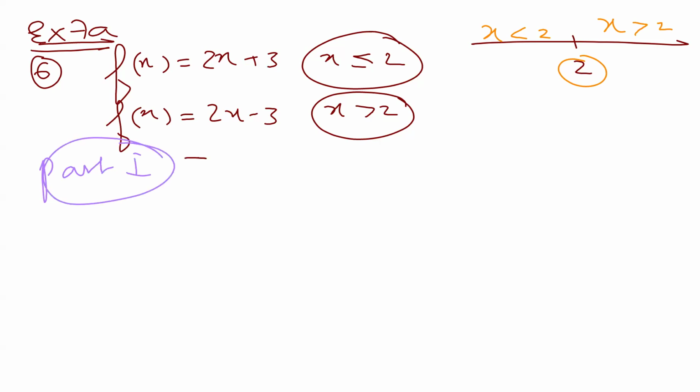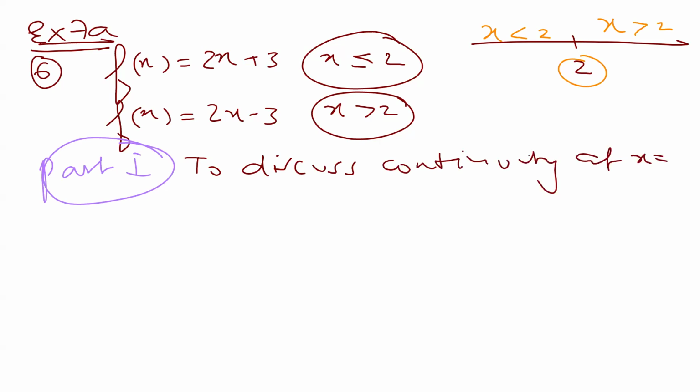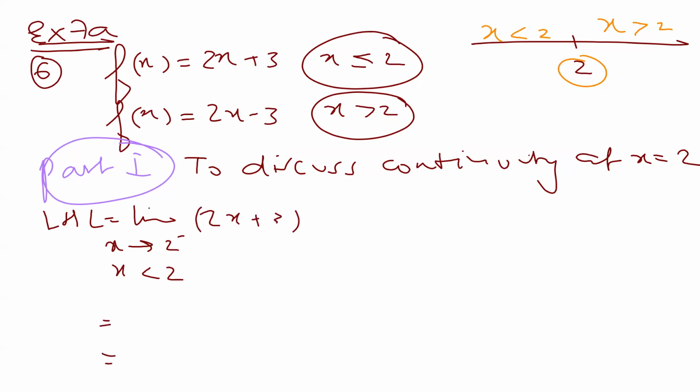Okay. To discuss continuity at x is equal to 2, you do all 3 things. LHL: limit x approaching 2 minus, x less than 2, 2x plus 3. Solve this by the h method.